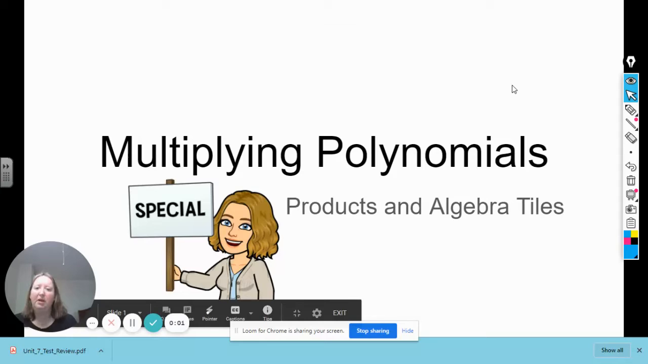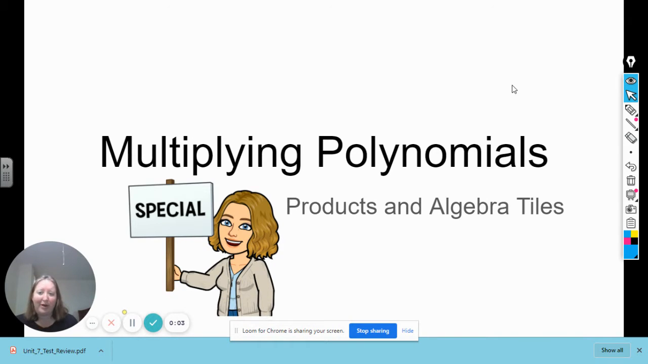We're doing multiplying polynomials, but it's special products. The answer to a multiplication problem is a product. So 2 times 4, the answer to that is 8. This is the product, right? And this is also going to show you how to use algebra tiles with multiplying polynomials. Okay, next slide.